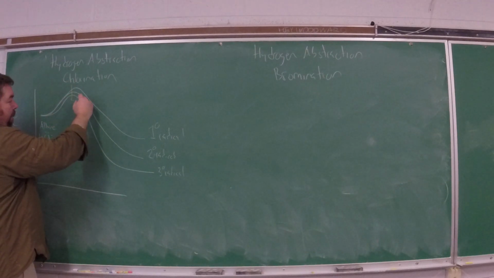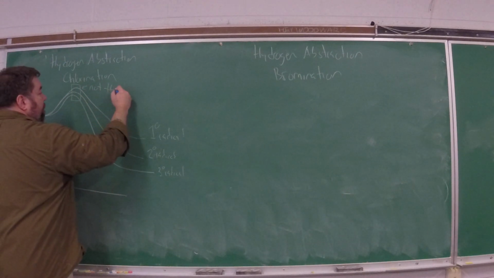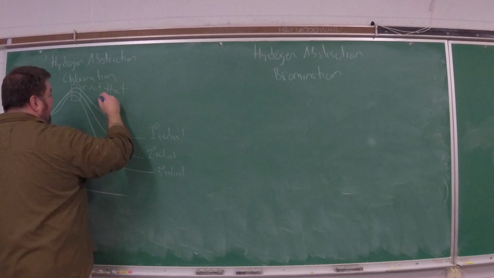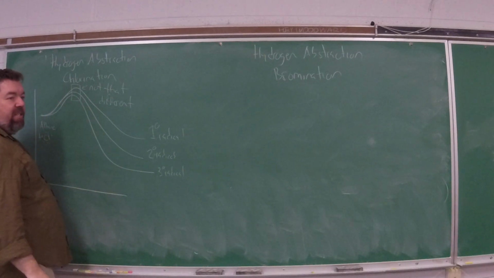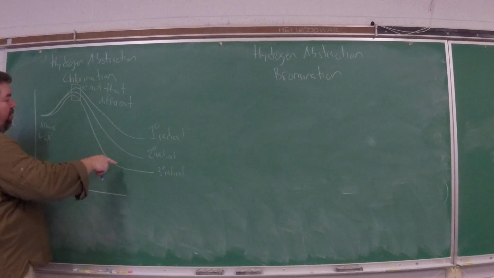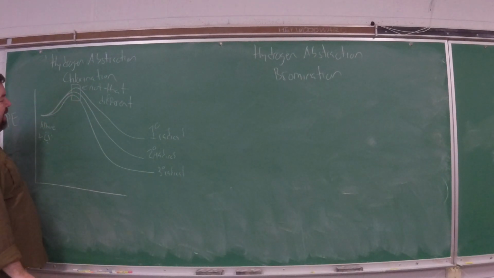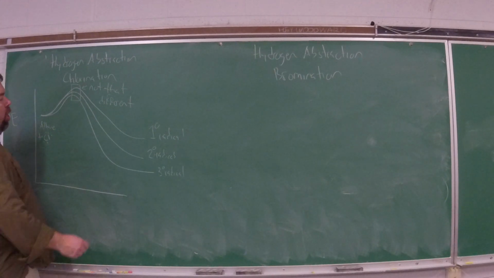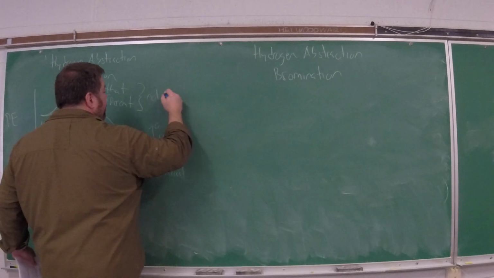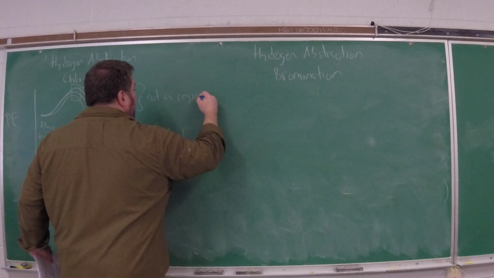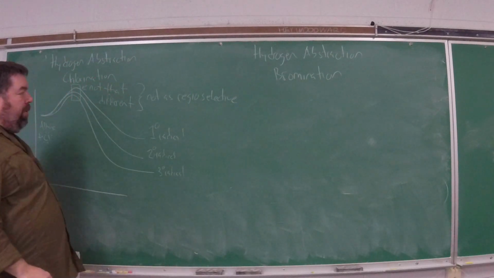But look here at this part. They're not that different, right? The EA is not that different. That's why the chlorination is less regioselective. The distance between the activation energies is pretty small, so it's not as regioselective as bromination, if we compare it to that.